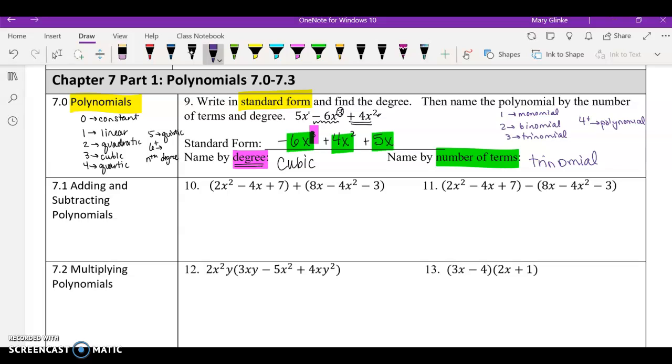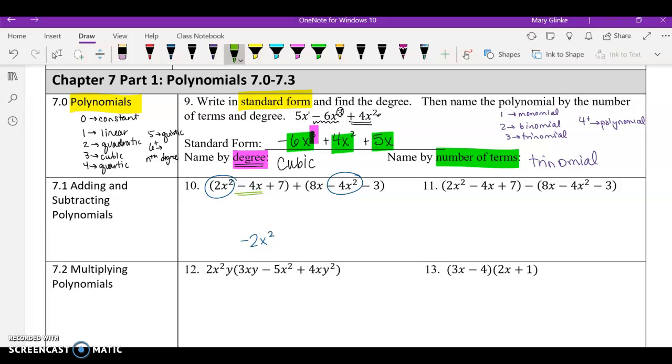Then, after we were able to write things in standard form, we started adding and subtracting polynomials. Looking at this, if there's addition in between, we want to find all of the like terms and group them together. So 2x squared and negative 4x squared should go together. When those get put together, the 2 and the negative 4 become negative 2, and the term itself stays the same, so it's negative 2x squared.